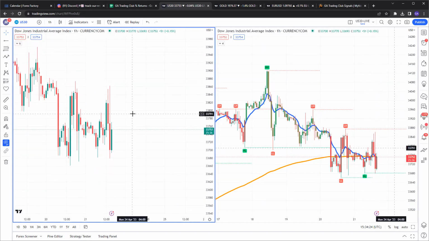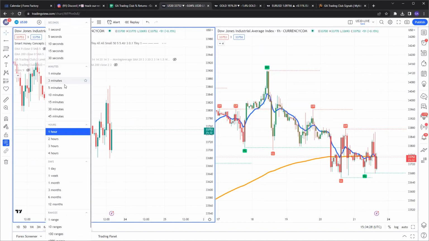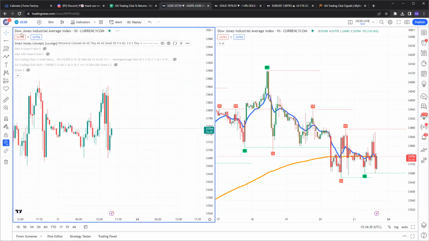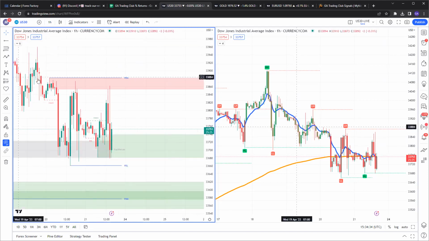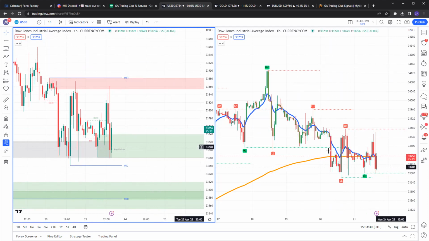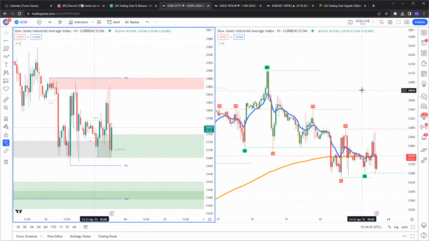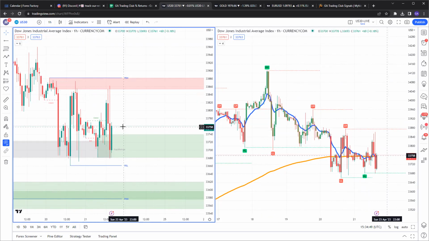So for example, the hourly, looks like we don't have anything on the hourly. Let's go to the 30-minute. Oh, wait, I think it's just lagging. So what I would do here on the hourly, I would identify this as a supply zone. So order blocks, when I say order blocks, you can use that interchangeably with supply and demand zones.